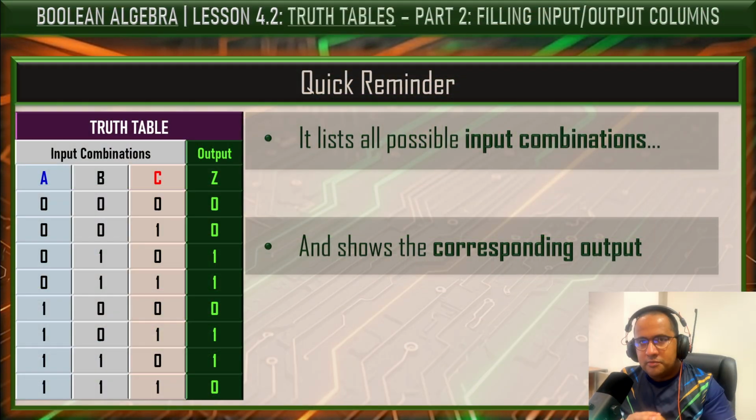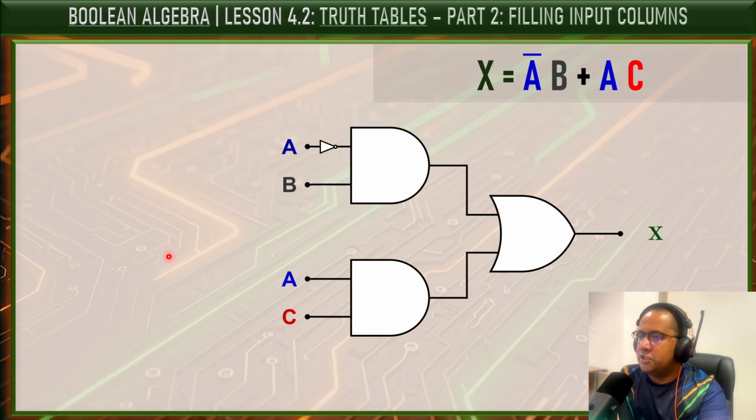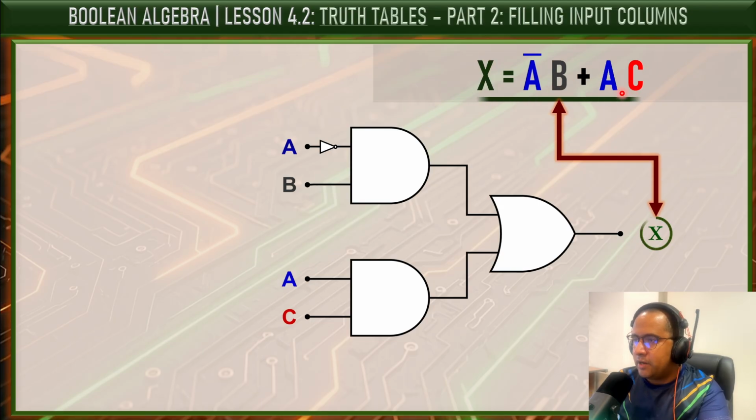As we saw in the previous lesson, the truth table lists all possible input combinations and later the corresponding output values. For a while, we'll work only with the input side, and how to fill the input column, okay? For this example, we have a logic function with three input variables, a, b, and c. Notice that this Boolean expression corresponds directly to the logic circuit shown here. Each term of the expression represents a specific logic operation inside the circuit, okay?